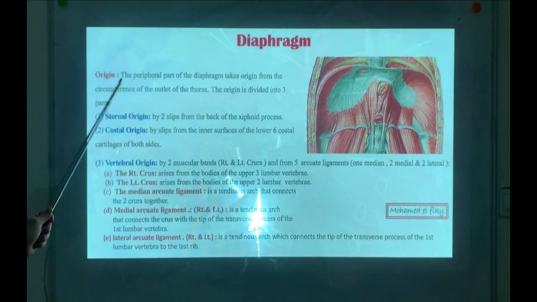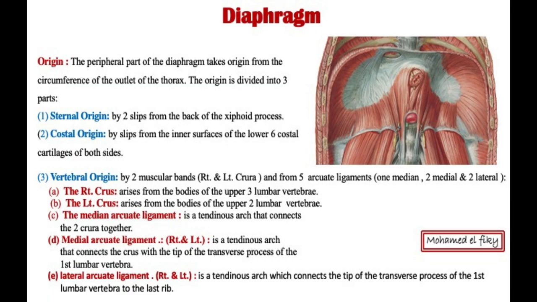Origin: sternal origin, costal origin, and vertebral origin. The sternal origin is from the sternum, the costal origin from the ribs, and the vertebral origin from the vertebral column. Sternal origin is by two slips from the back of the xiphoid process. Costal origin is by slips from the inner surface of the lower six costal cartilages. And vertebral origin is by the right crus, left crus, and the arcuate ligaments.